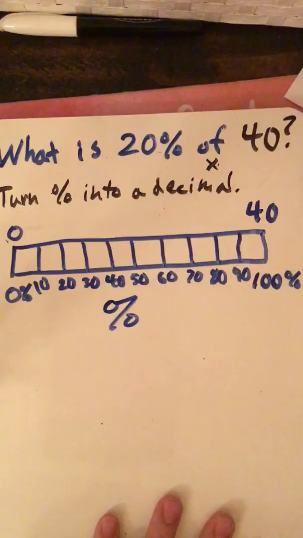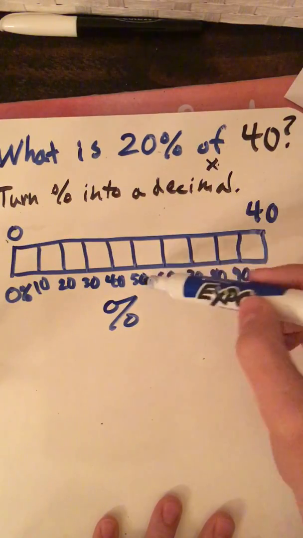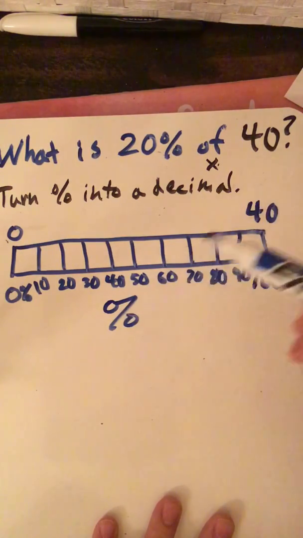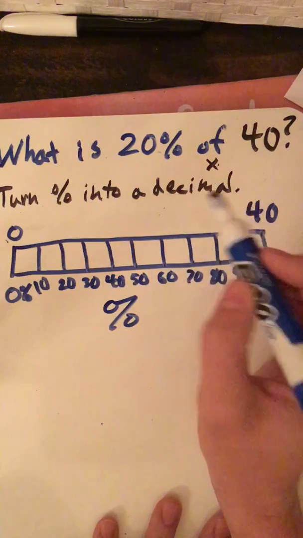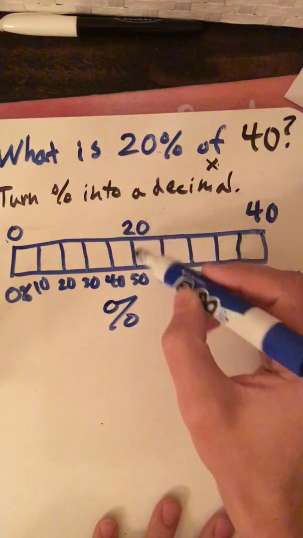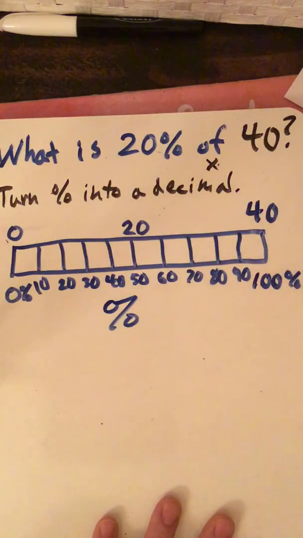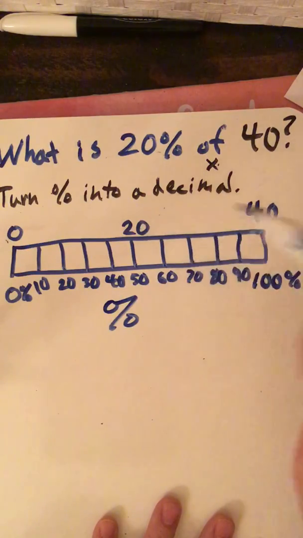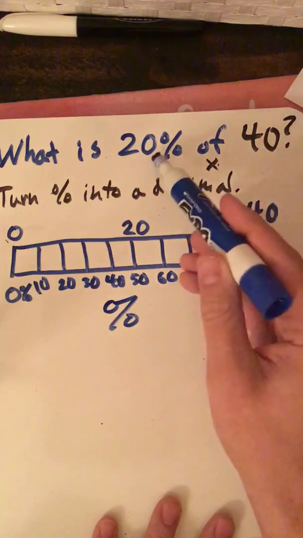So me, I like to use logic behind this. I like to cut things in half. What is half of 40? What is 50% of 40? What is half of 40 using our benchmark percentages that we talked about? Well, half of 40 is 20. 20, 50% of 40. Okay, we already know what 50% of 40 is. It's 20. Cool. But we're trying to find 20%.